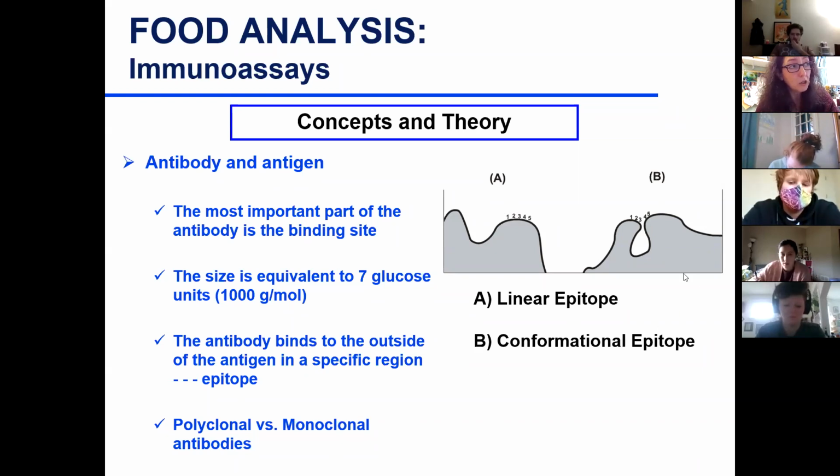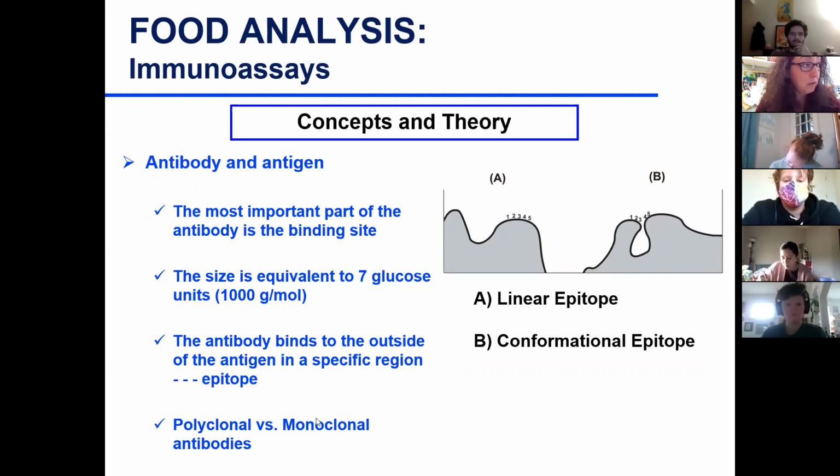When we say conformational, if it's a protein, it's going to fold, right? A protein is a molecule that folds. So the way that molecule folds can form a region due to folding. That region is the region that binds to the antibody. So this form makes it a conformational epitope. So, linear and conformational. It's a small region. It has a size of about 7 glucose units.